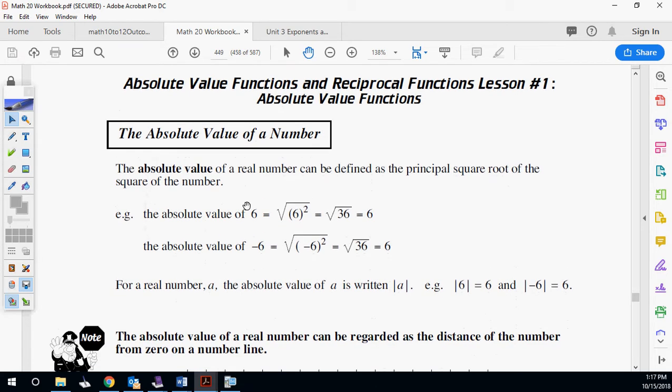This is Unit 4, Lesson 1, absolute value function. Reciprocal functions is the very last lesson. The first four are about absolute value. The last one's reciprocal function, which you're probably not going to like, because it's fractions. It's functions in a fraction. So it's definitely a difficult piece, so get ready for that.